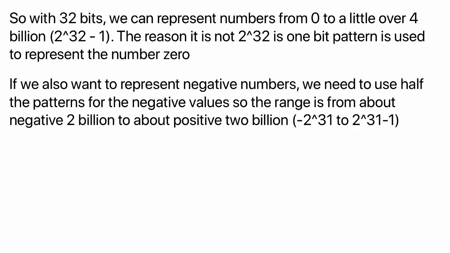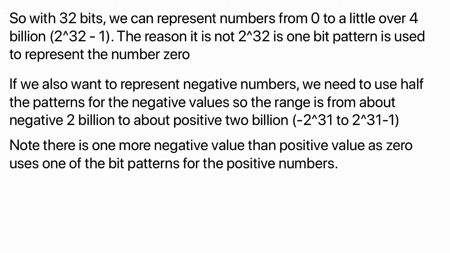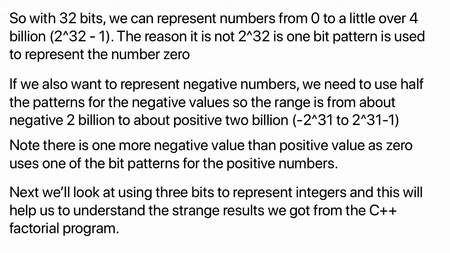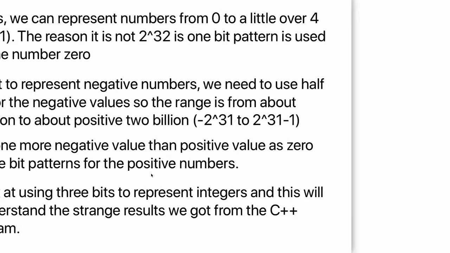If we also want to represent negative numbers, we need to use half the patterns for the negative values. So the range is from about negative 2 billion to about positive 2 billion. And the exact range is negative 2 to the 31st to 2 to the 31st minus 1. Note there is one more negative value than positive value, as 0 uses one of the bit patterns for the positive numbers. Next we'll look at using 3 bits to represent integers, and this will help us to understand the strange results we got from the C++ factorial program.